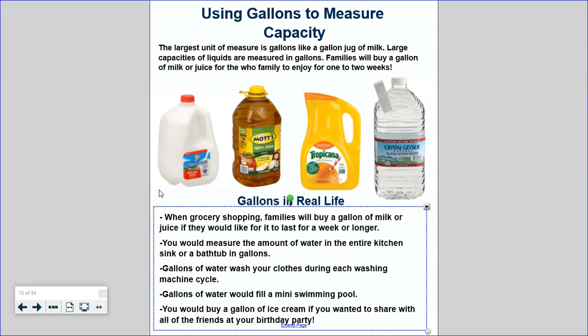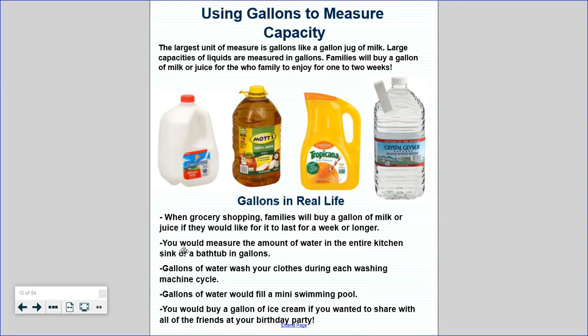Okay, now what about gallons? The largest unit of measure is gallons. So big things of water or juice or milk come in gallons. So if you're grocery shopping, families will buy a gallon of milk or juice if they want it to last for a week or longer. We definitely get milk in the gallons because we go through it pretty fast.